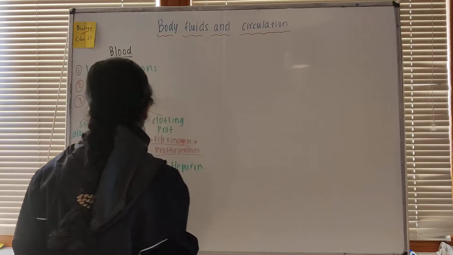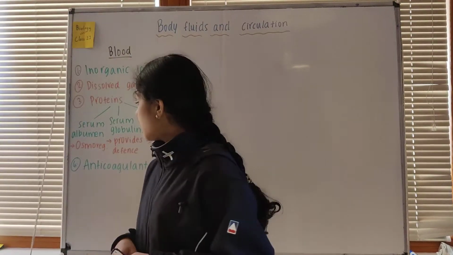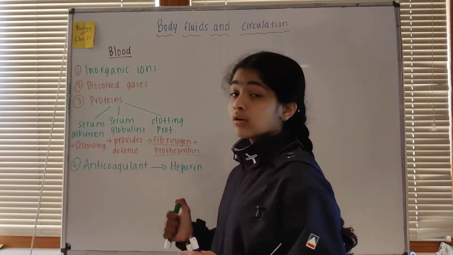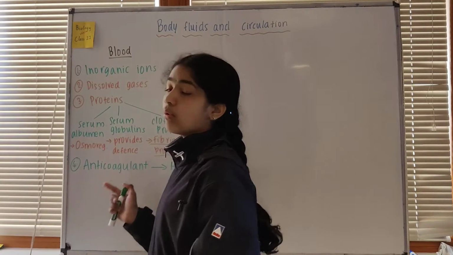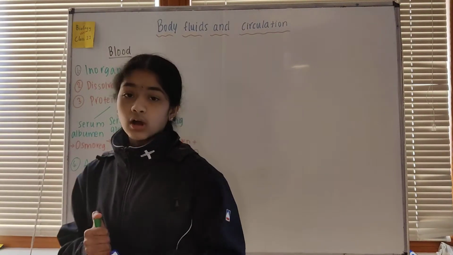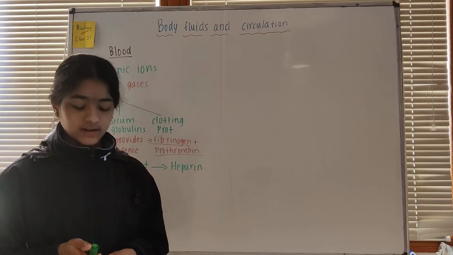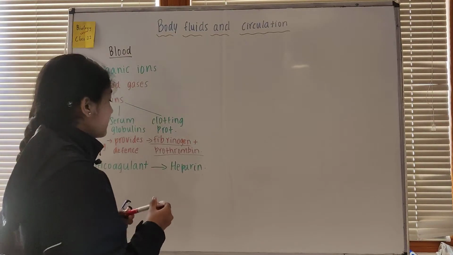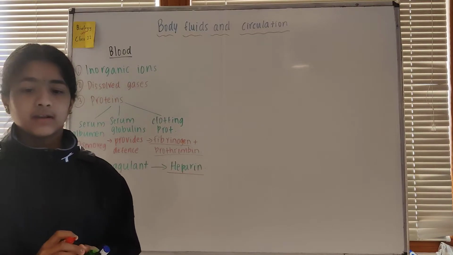So what is an anticoagulant? An anticoagulant is a substance that inhibits the clotting process, the coagulation process. By the name itself you can tell. So anticoagulants are also present in the blood. Here we talk about heparin, which is a very common and important anticoagulant that we need to know about.